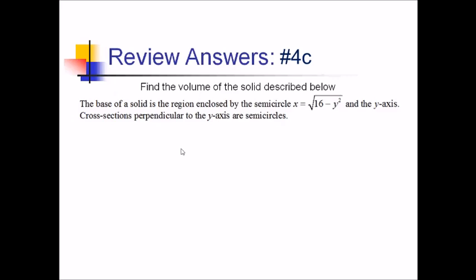In general, I'm going to say A of y, because we're going with respect to the y-axis now. A of y equals 1/2 pi r squared. That's just the general area for a semicircle. Now the radius on this one is going to be half the distance between this semicircle and the y-axis. You can think of the semicircle as a sideways kind of thing. You could even graph it out if you wanted to. But we need to go half the distance to get the radius.